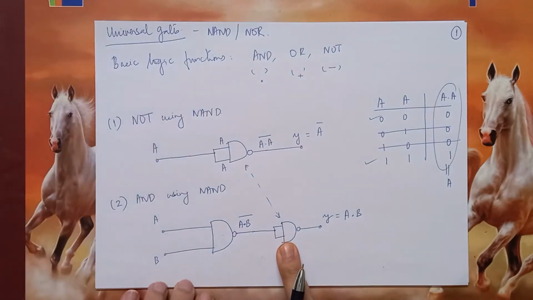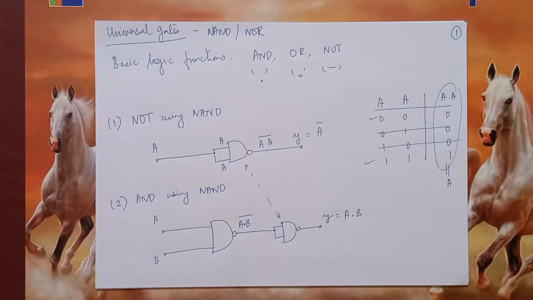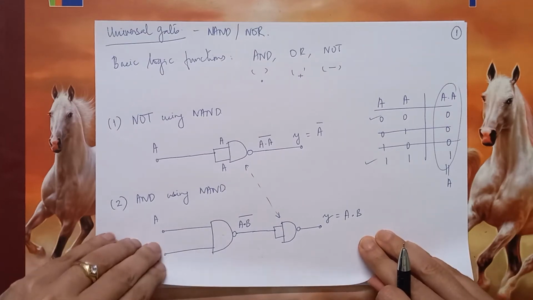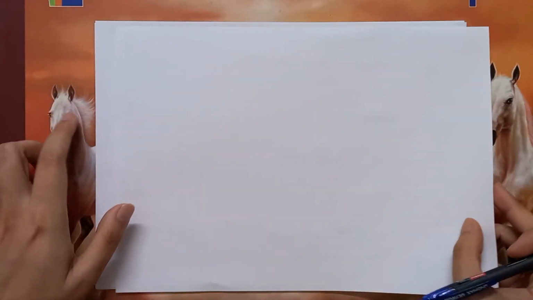This is a NOT using NAND and this is just a NAND in the normal way. So using two NAND gates, we are able to realize an AND gate. Next, let us try to realize an OR function using NAND gates.